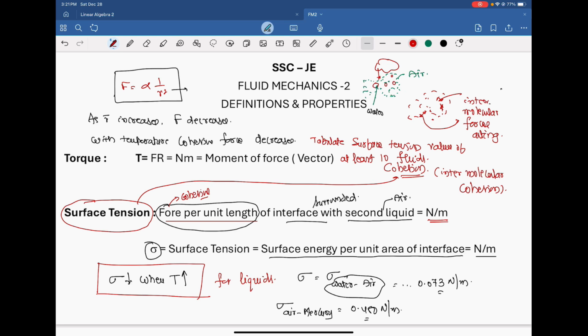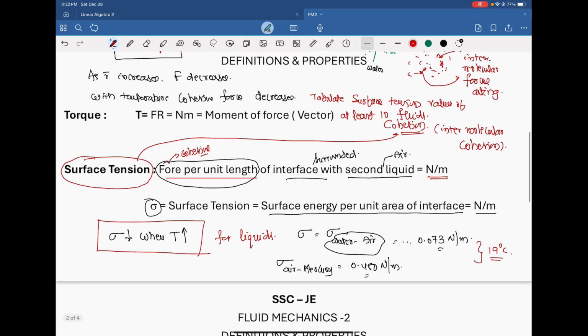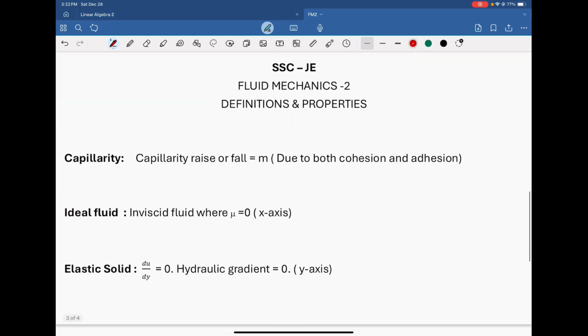This is about the surface tension. Surface tension is measured in Newtons per meter. Now, this is about, I can say, 20 degrees centigrade, or we can say 90 degrees centigrade. You please take values from standard textbooks or literature.